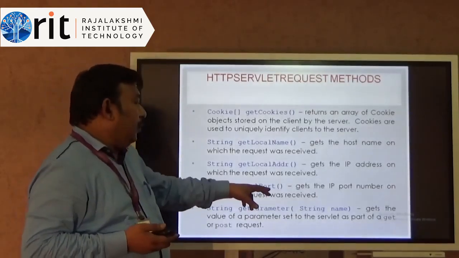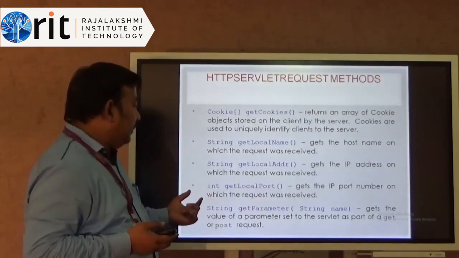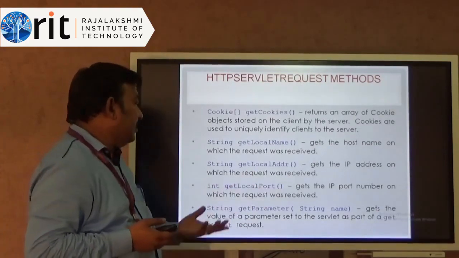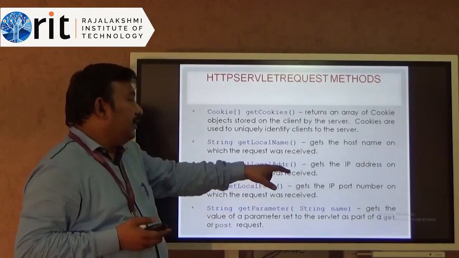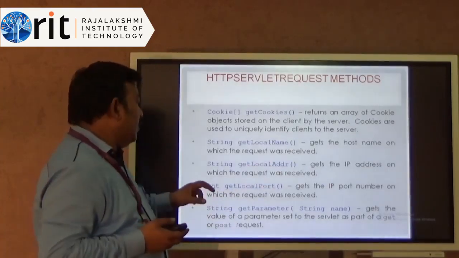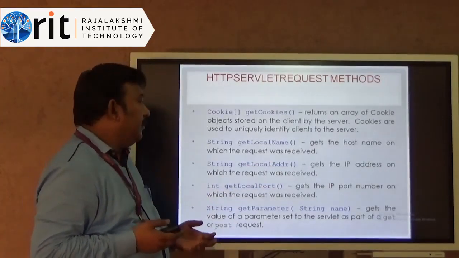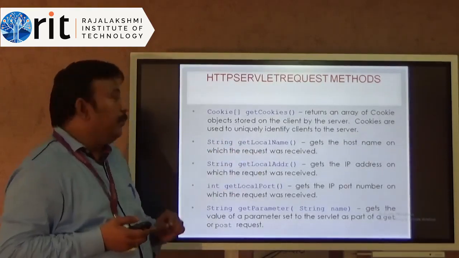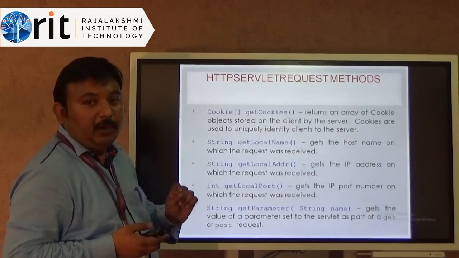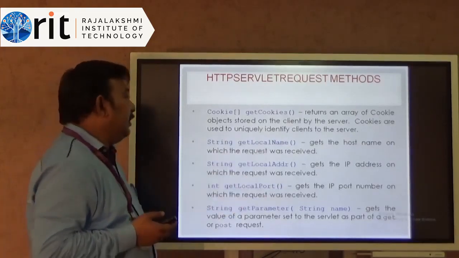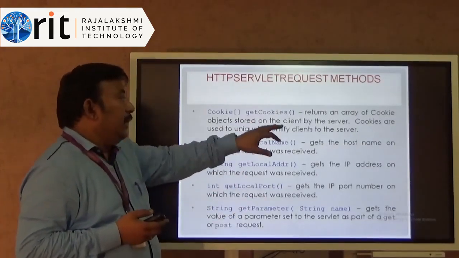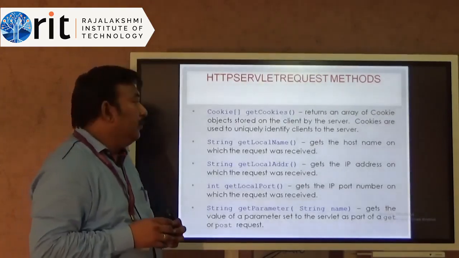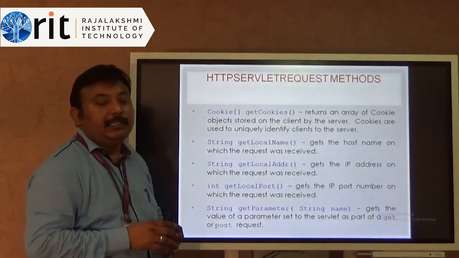The get local port returns the port number on which the request was received. Get local address returns the IP address on which the request was received. The get local name returns the host name on which the request was received. Then get cookies method returns the array of cookie values which are created by the server.